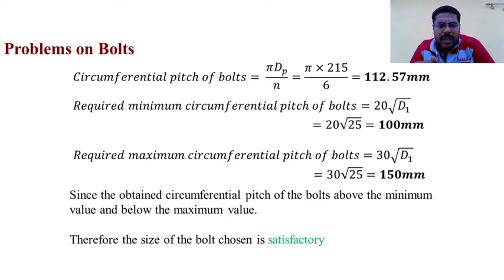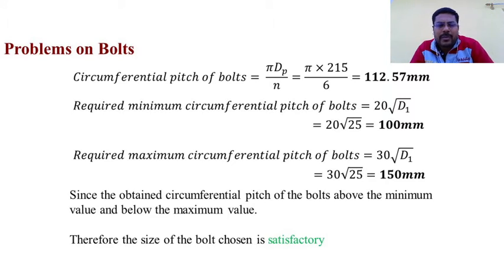Then we go for finding the circumferential pitch for the bolts. Therefore pi into dP divided by n. So we will find the circumferential pitch here. Pi into the dP value, which is 215, divided by the number of bolts, which is 6. Therefore the circumferential pitch is equal to 110.57 mm.